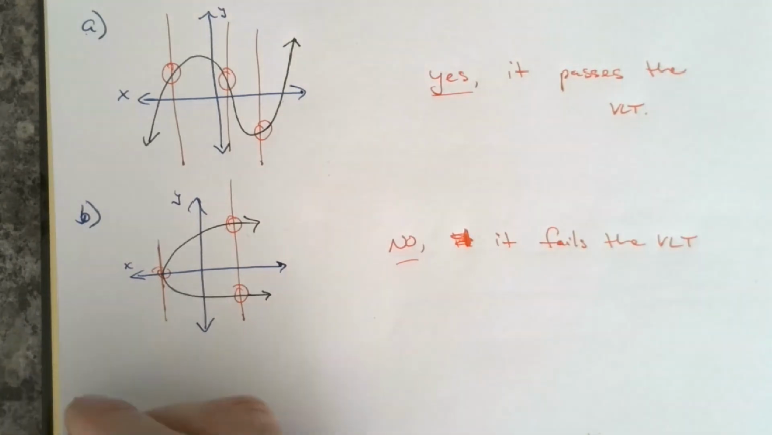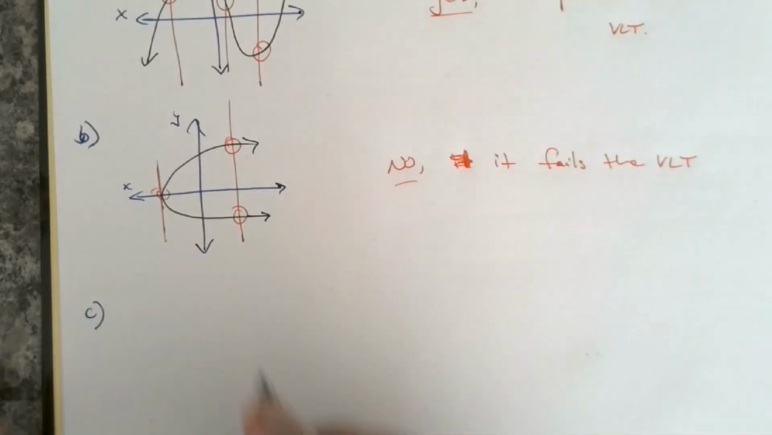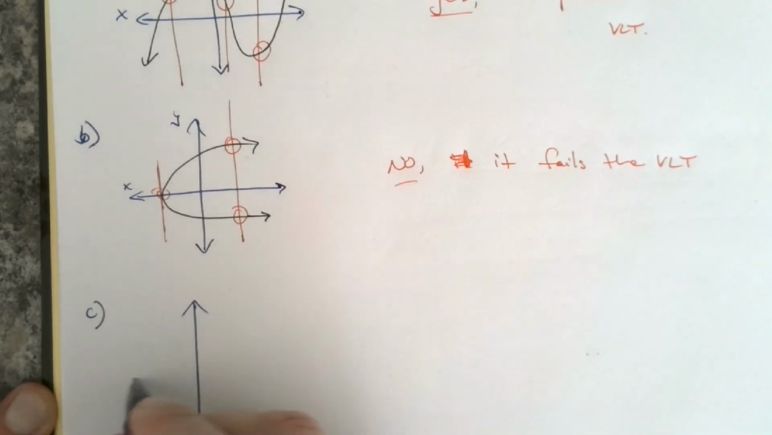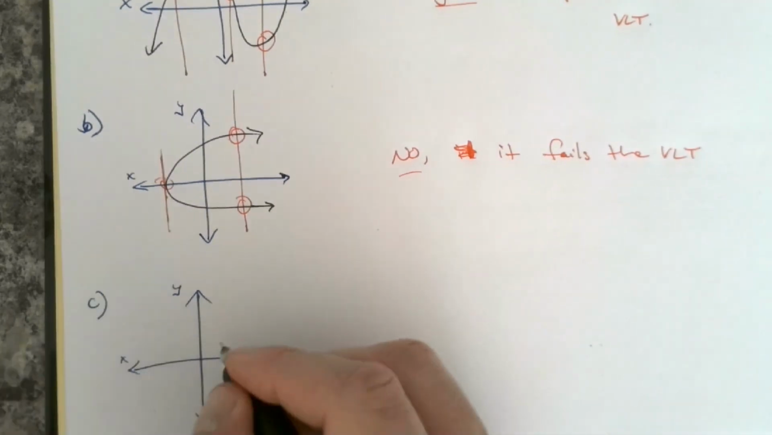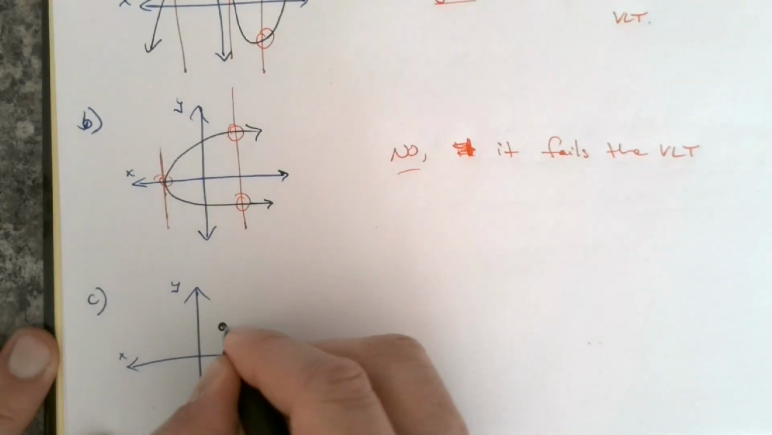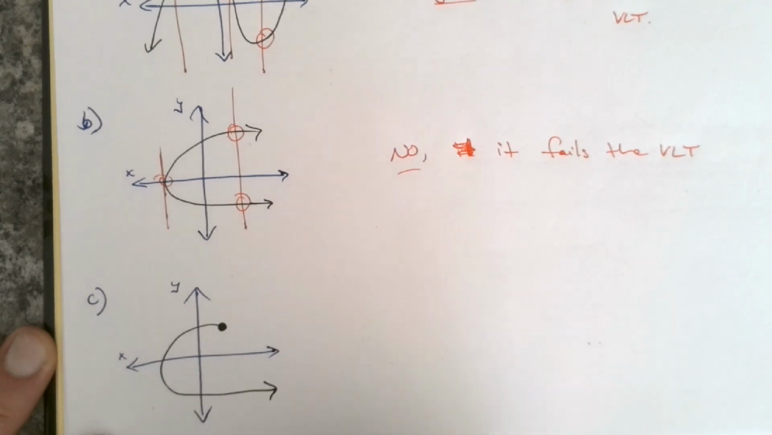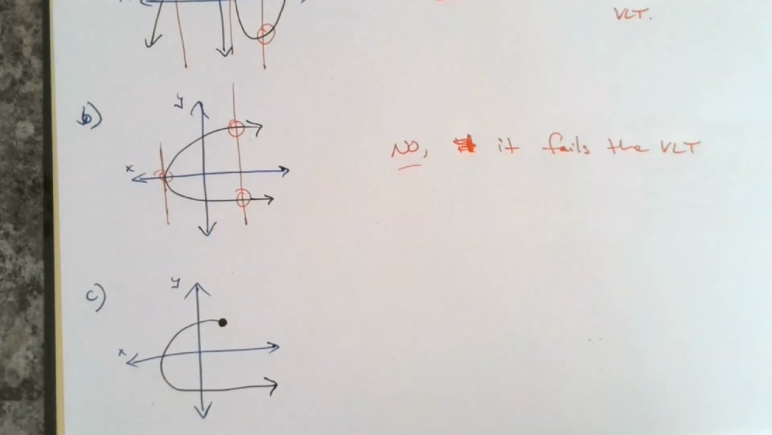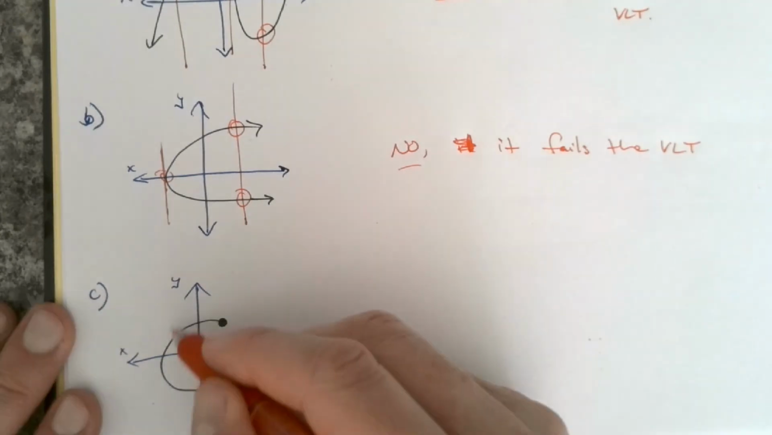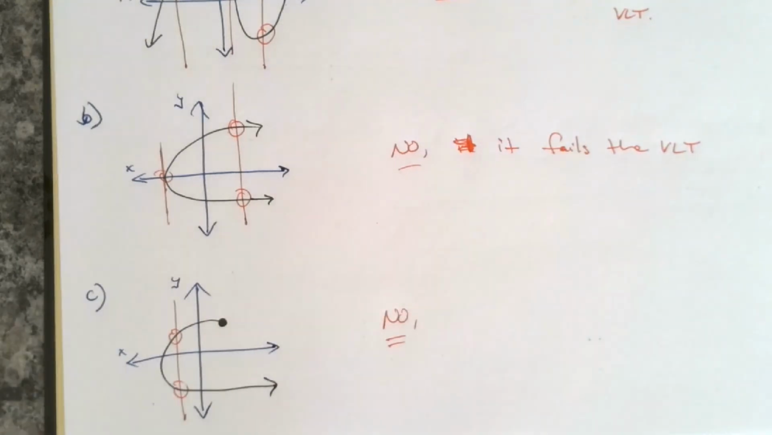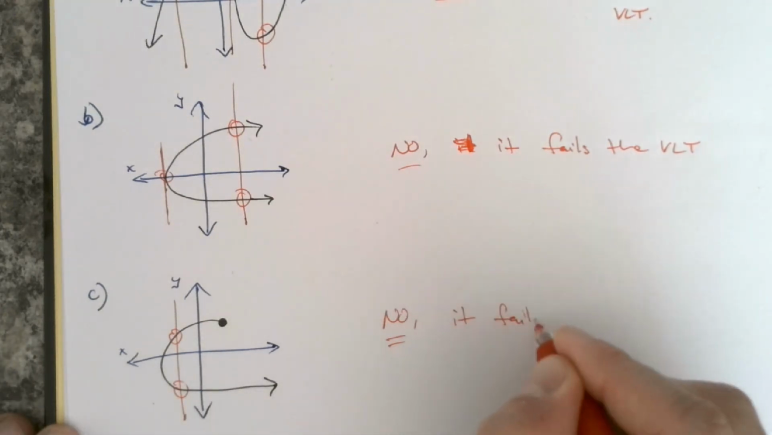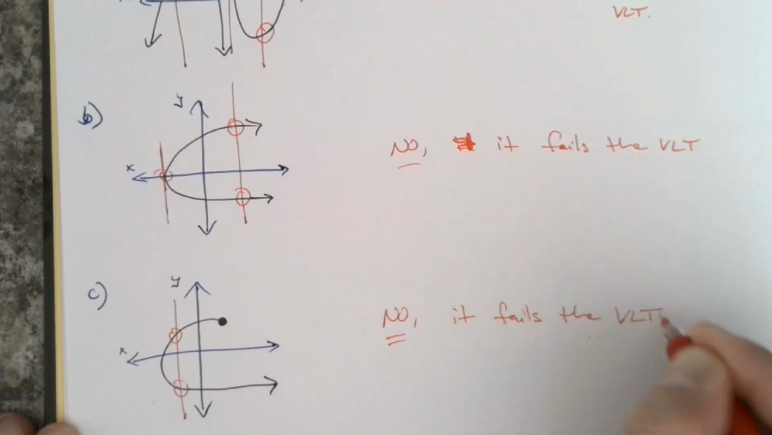And we'll take a look at one more. And this one here. So here's x, here's y. And maybe I'll draw it like this. So is that a function? Well, the answer here by the vertical line test will be no, because there are places on this graph where if I draw a vertical line, it'll touch more than once, so it fails the vertical line test.